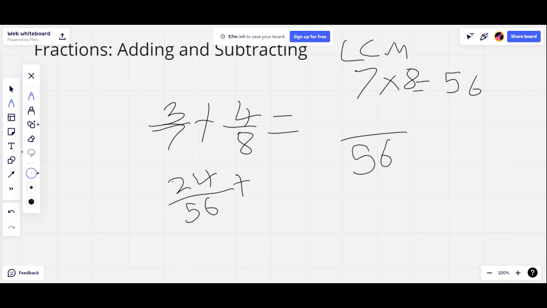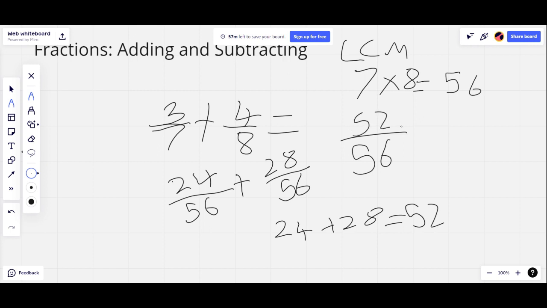Now we've got 4/8. How will we turn it into a number with the denominator 56? 8 times 7 equals 56. So let's put 56 as a denominator, and then 4 times 7 equals 28. And then let's do 24 plus 28, and that equals 52. So the answer is 52 over 56.